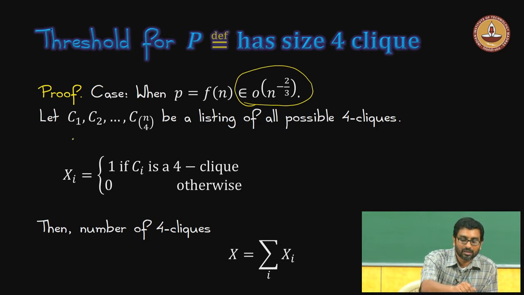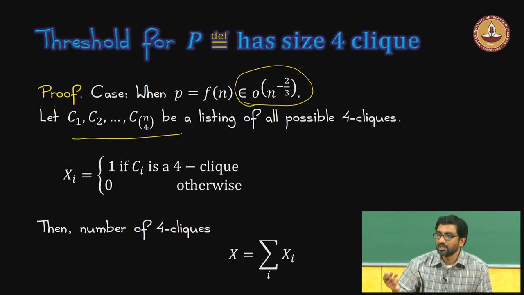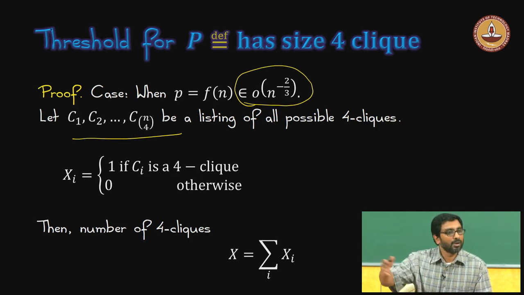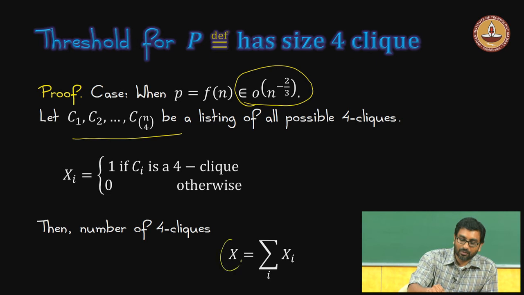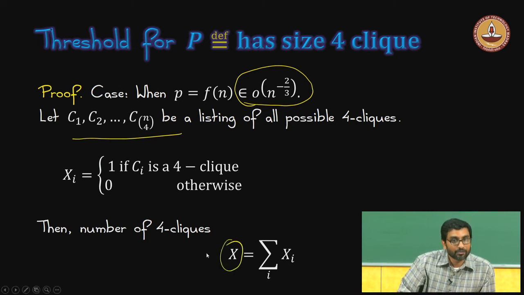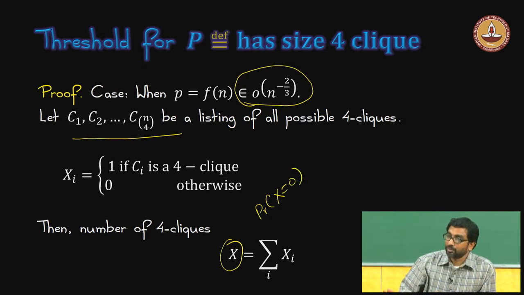Well, let us start by listing all possible cliques. There are n choose 4 possible cliques, right. So, you list them one by one in some arbitrary order. And we are finally going to shoot for the number of such cliques that get formed. In particular, what we are finally shooting for is the probability that X equals 0. We want to understand what is the probability that you do not see cliques.